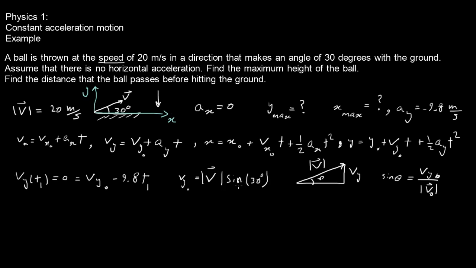So sine theta is half. This is equal to half, and this is 20 meters per second. So this Vy naught is equal to 10 meters per second. Put that here. 0 equals 10 meters per second minus 9.8 t1. This is the time that it arrives at the maximum height.